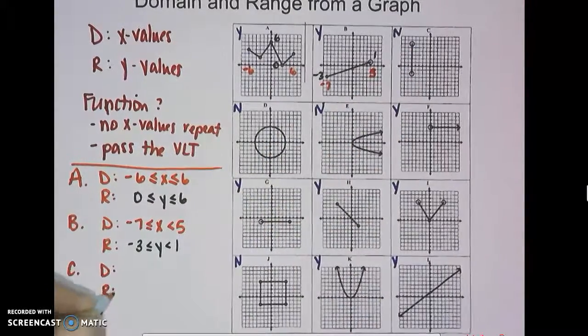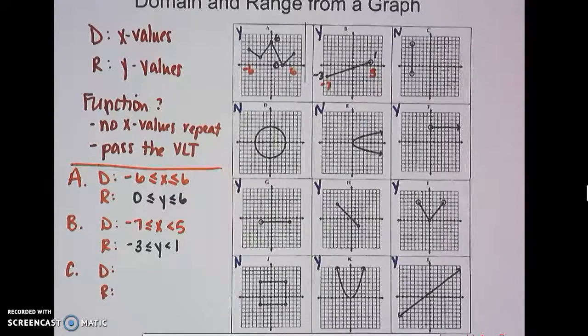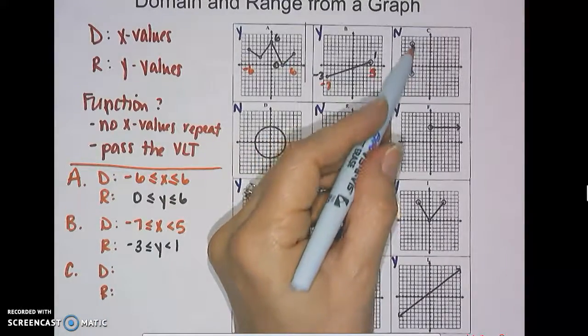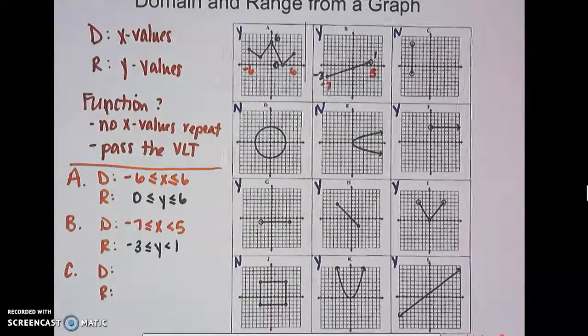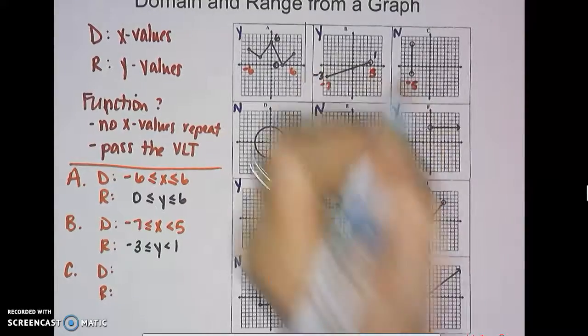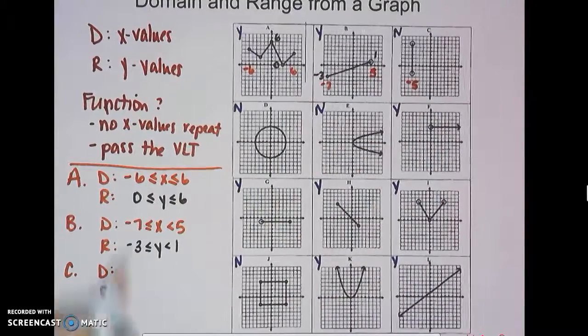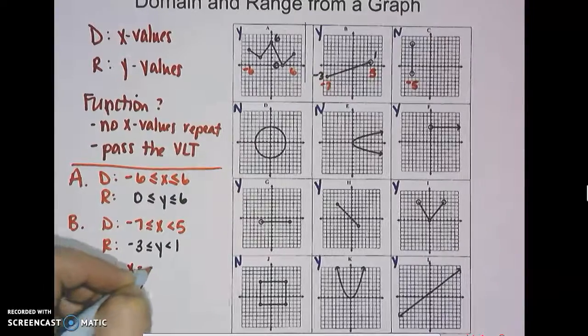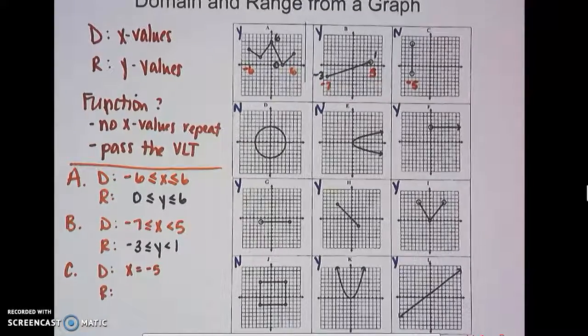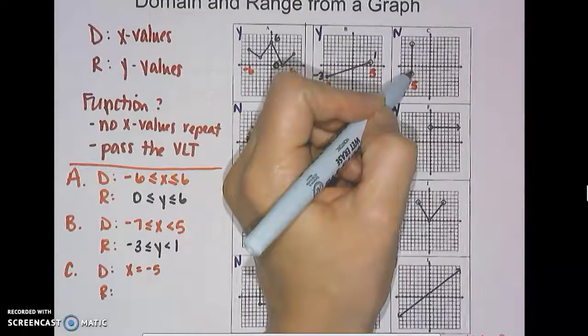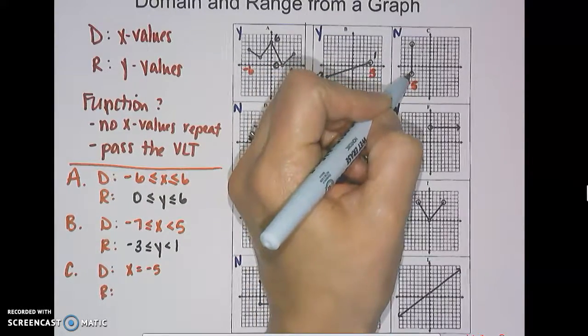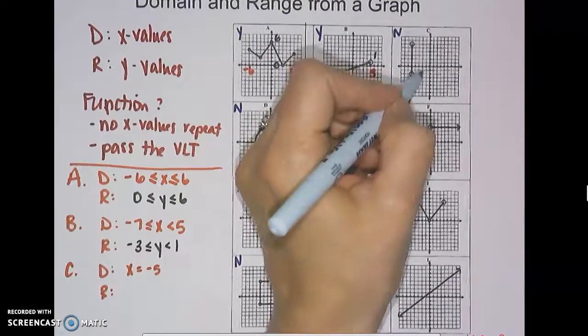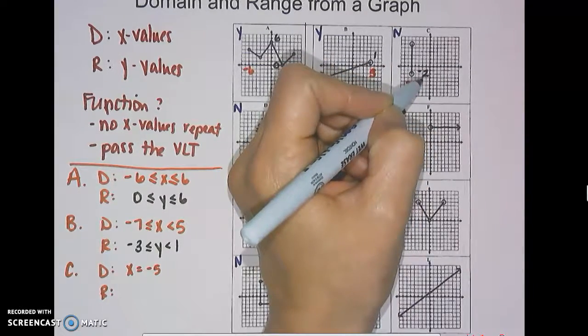So domain and range. All right, so domain is the x's. Well, what do you notice about this line? All of the x's have that exact same x value of -5. So when they're all the exact same, you're going to say x equals that number. Every single x value is a -5. Let's look at the range. Here we don't have the same range value, so we're going to go from least to greatest. That means we're looking bottom to top. So this y value is -2.